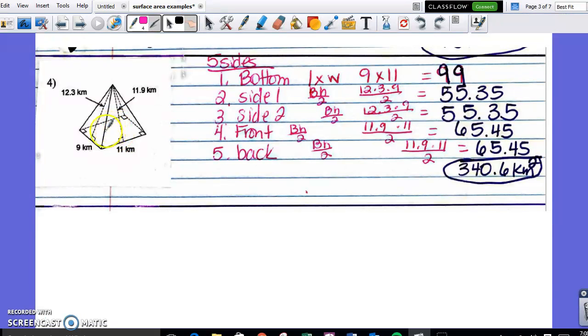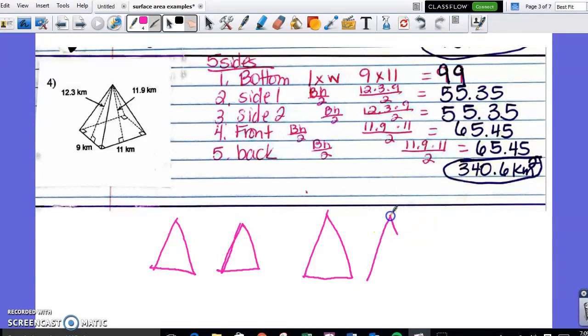Okay, this one right here is about the same thing, but you just have to look. Okay, self, how many sides does it have? Bottom, and so on. Oh, there's 4 of these triangles. The bottom is 11 by 9, which is 99. Then I just put side 1 and side 2 and the front and back. Basically what you have here is 4 different triangles. Okay? There are actually 2 of them that are the same, and then the other 2 are the same.